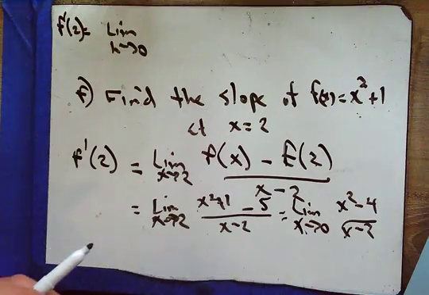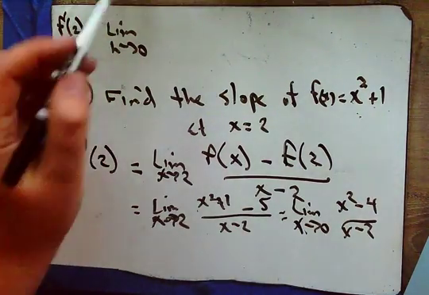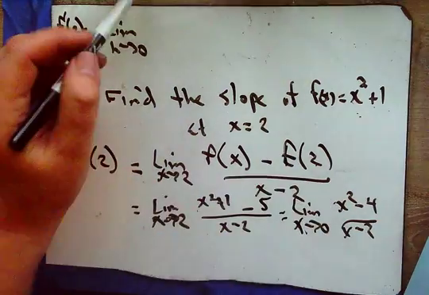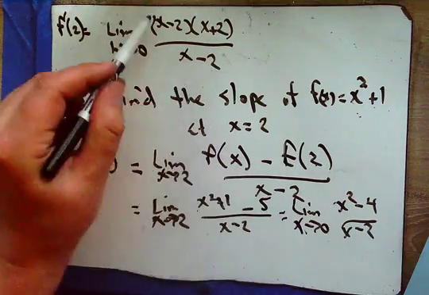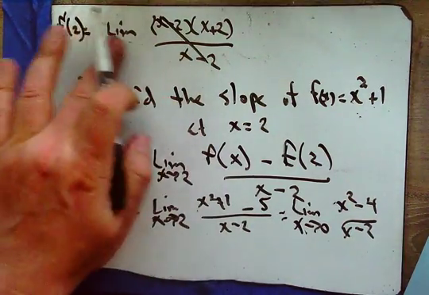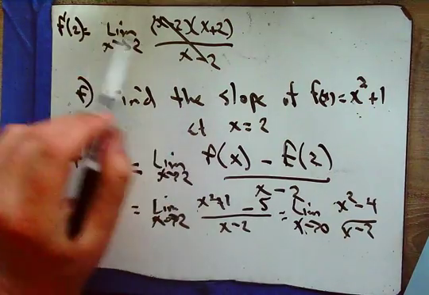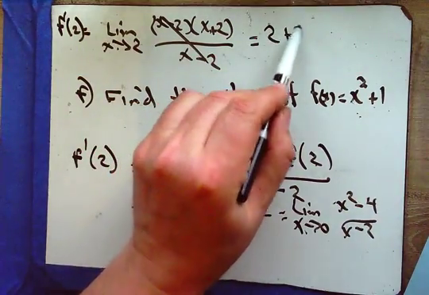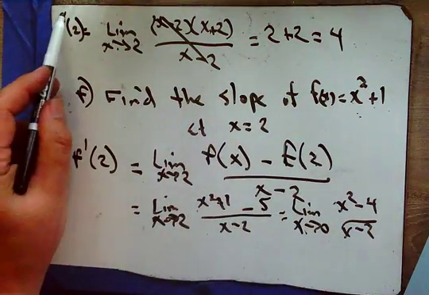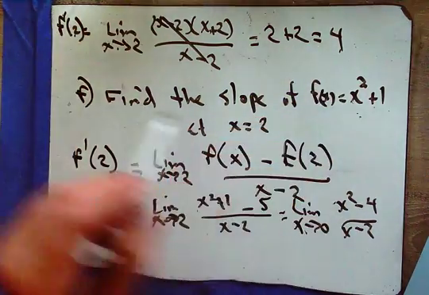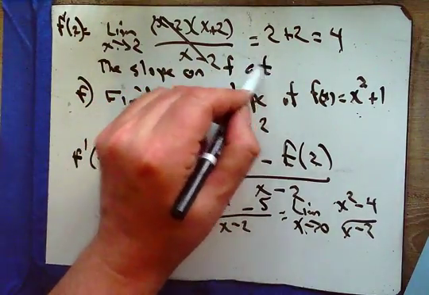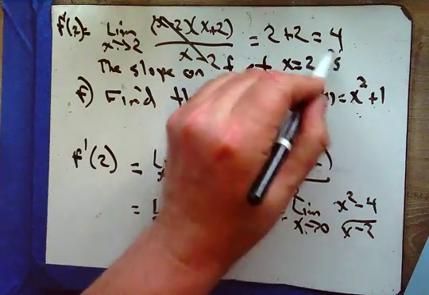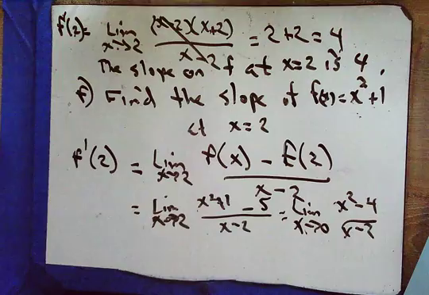I really did want to use the other limit definition of the derivative, so maybe I'll come back and do it again. So this is a difference of squares, and it factors as x minus 2, x plus 2, over x minus 2. These cancel. I did it again. X approaches 2. Now I can plug my 2 in and get 2 plus 2, or 4. So the slope on f at 2 is 4. You know, write a sentence. Writing a sentence is good for you. You should write sentences.